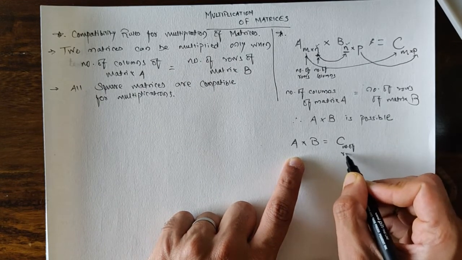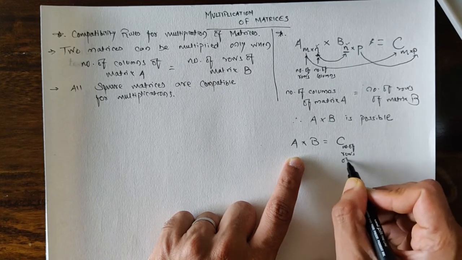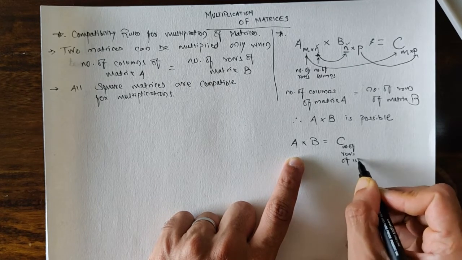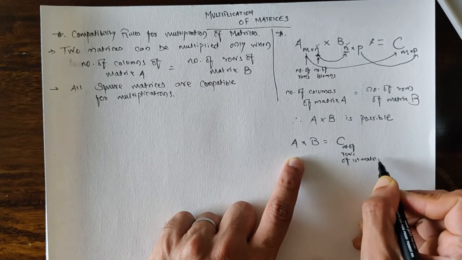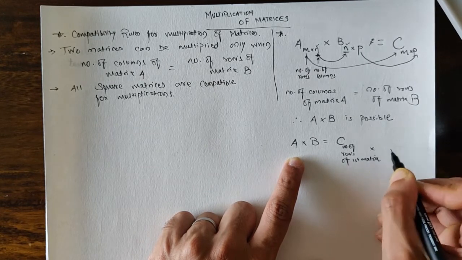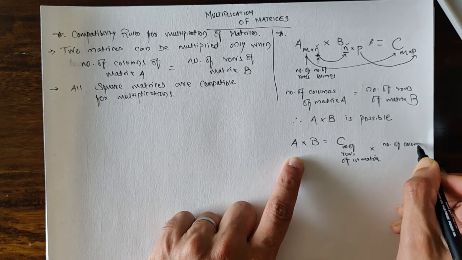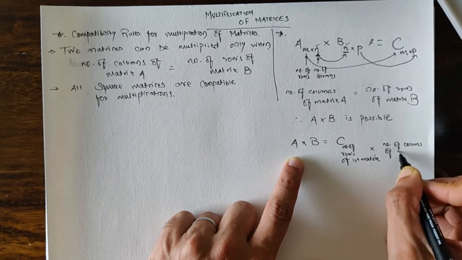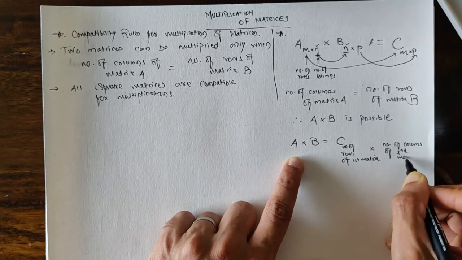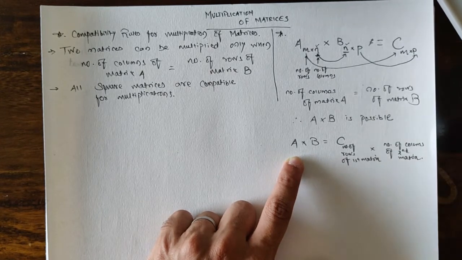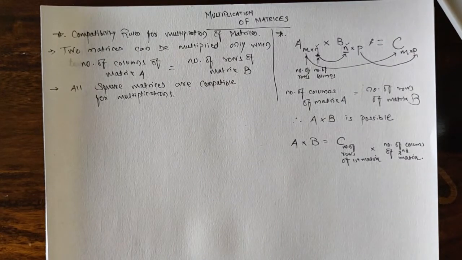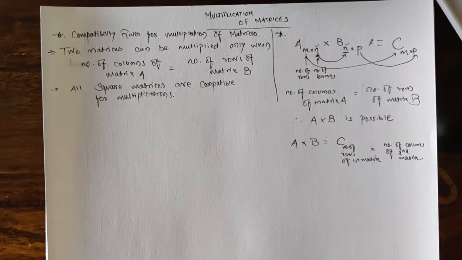So the order of the product is the number of rows of the first matrix multiplied by the number of columns of the second matrix. This is the order of the answer. So these are some very important things which you must know before you start multiplication.